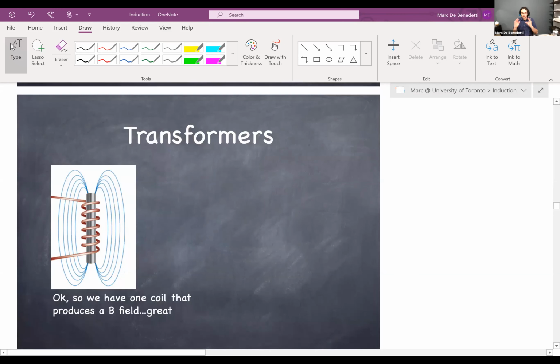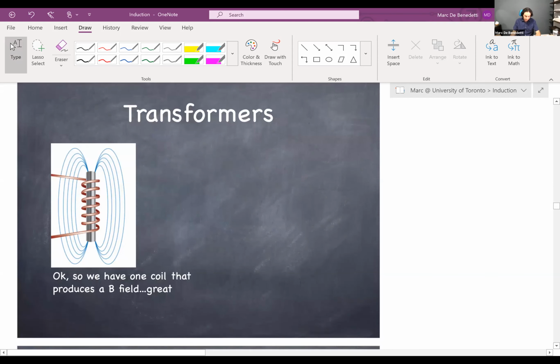So what is a transformer? We obviously have to explain what a transformer is in order to talk about it. So consider this for a second. We have one coil that is powered with some sort of current. It could be a battery, it could be an AC current in a wall, whatever. Let's just say we have a coil, and we've already established with Ampere's law that the B field due to a coil is going to look very similar to that of a bar magnet. So the magnetic field lines here resemble the B field lines due to a bar magnet. Okay, great.